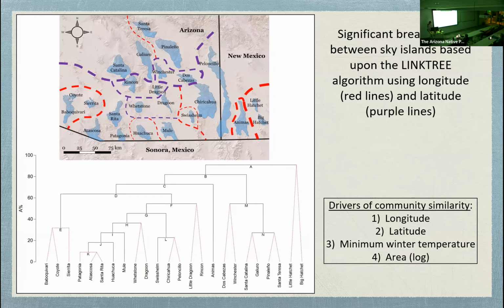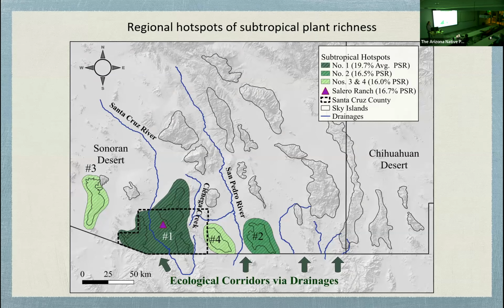And for community similarity, or composition, or beta diversity, species turnover, the primary driver is longitude, then latitude, thirdly minimum winter temperature, and fourthly area. What was interesting is that when Kenneth removed the two weakest of the samples, Winchester and Big Hatchet, a fifth driver occurred, which was total annual precipitation. So we did look at that as well.